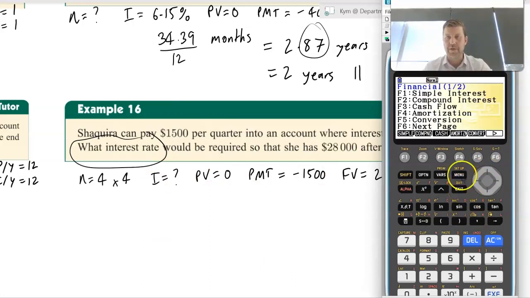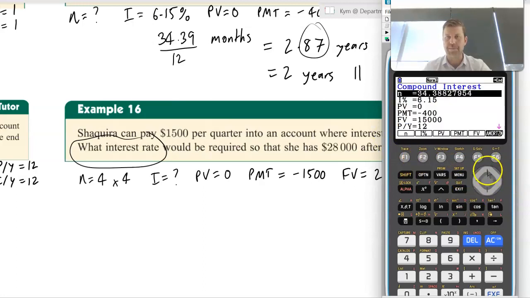Again, make sure we're using our compound interest function here. N is going to be 4 times 4. The interest rate is what we're asking it to calculate, so let's just make that 0 for now. Present value remains a 0. PMT is going to be minus 1,500 here. The future value that we're building towards is 28,000, and PY and CY will both be 4, remember, because it's compounded quarterly.